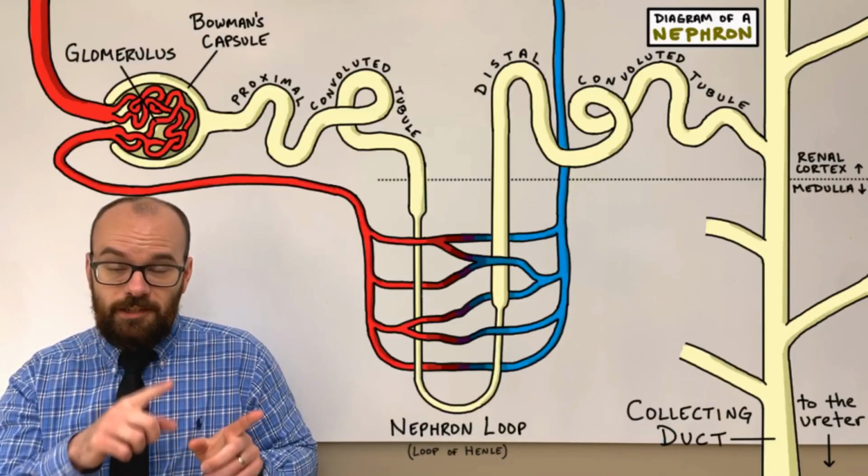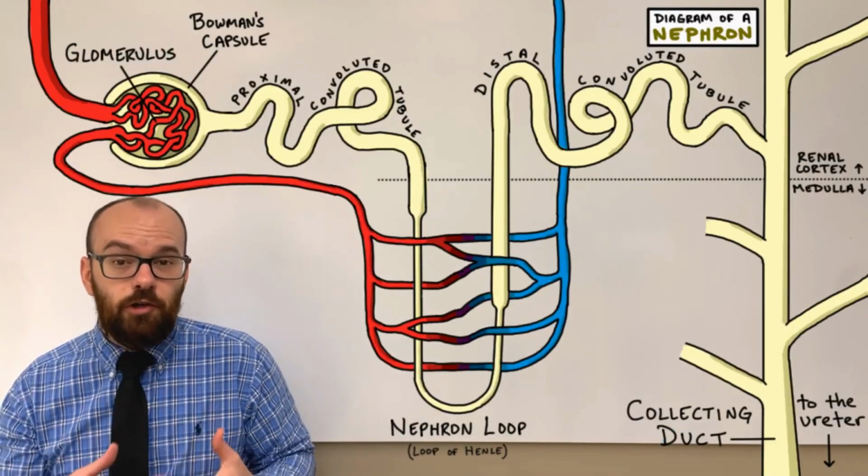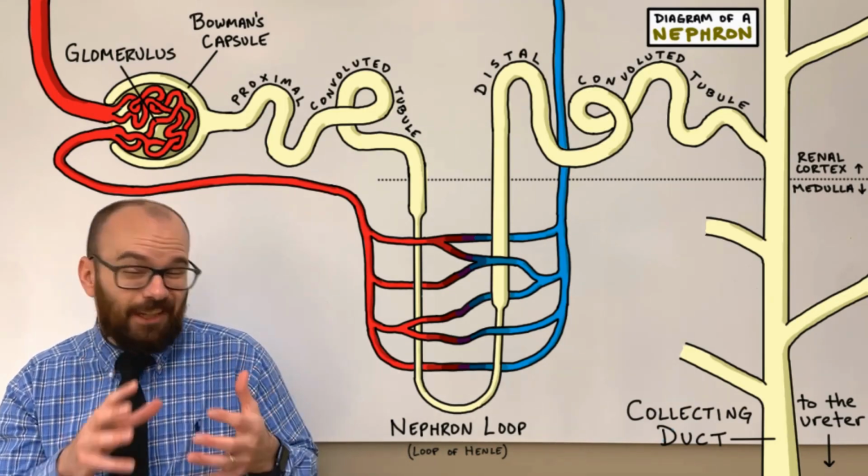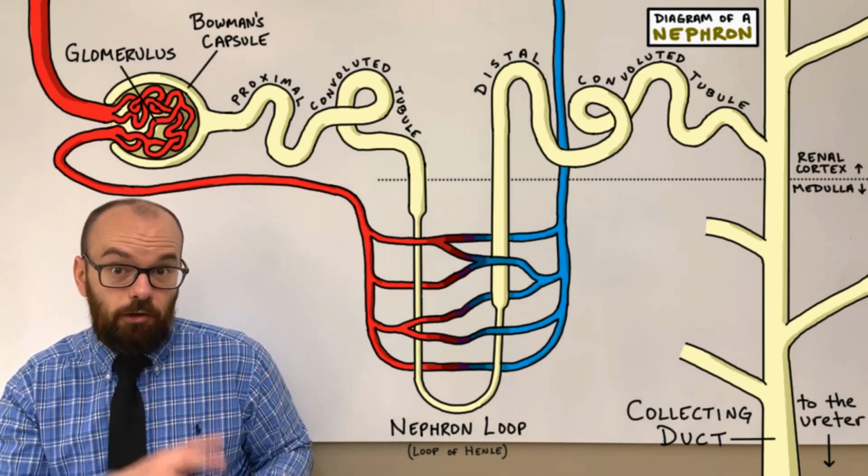I'm about to draw this diagram of a nephron. It's the functional unit of filtration in the kidney. But before we jump to the whiteboard and do that, let's take a look at the kidney model and see where these things are located.